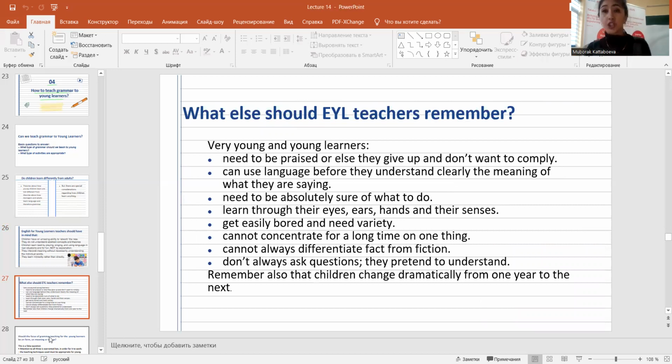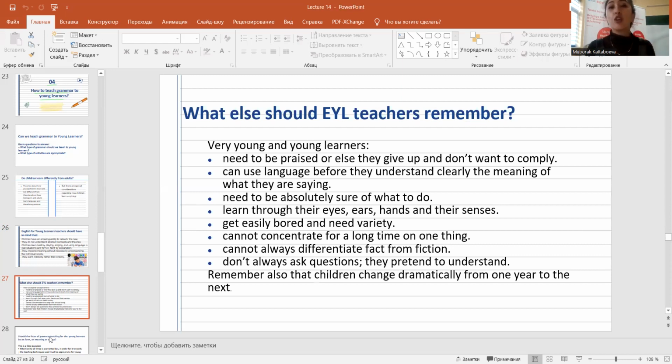Very young and young learners, you know the difference in these ages, need to be praised, or else they will give up your class. They can use language before they understand clearly. See, your students can just repeat after you without even understanding what they're talking about. They need to be absolutely sure of what to do. So you need to give clear instructions when you're going to give instructions to them. They learn through their eyes, ears, hands, and their senses. They're very physical at this point. They get easily bored and need variety of tasks, rules, activities, everything in your class.